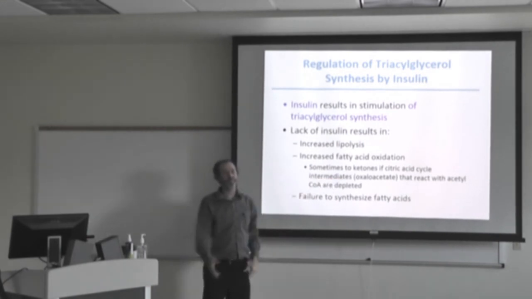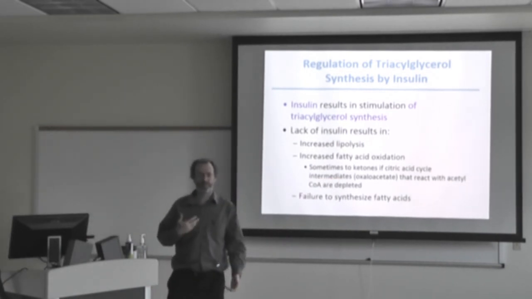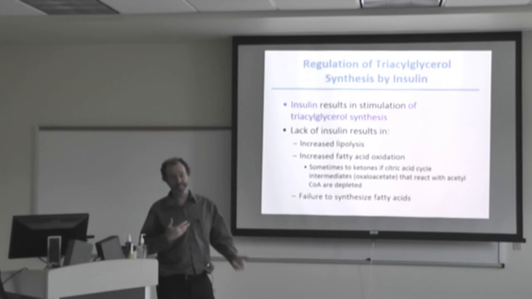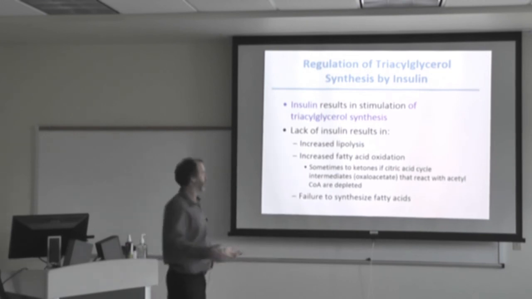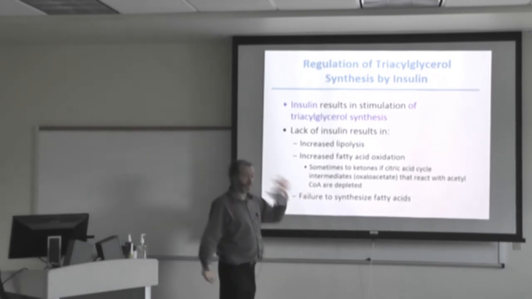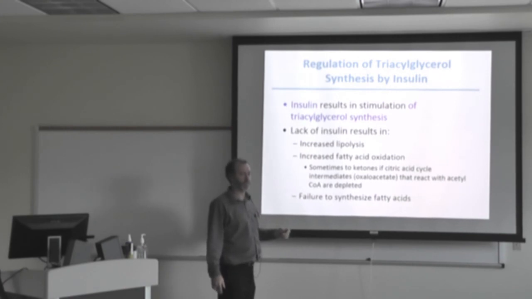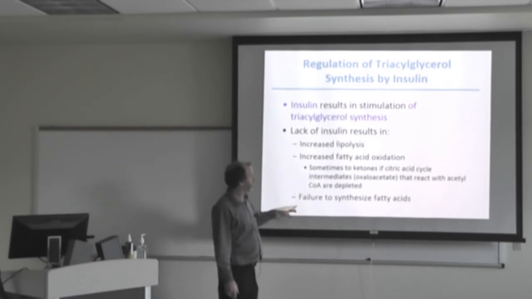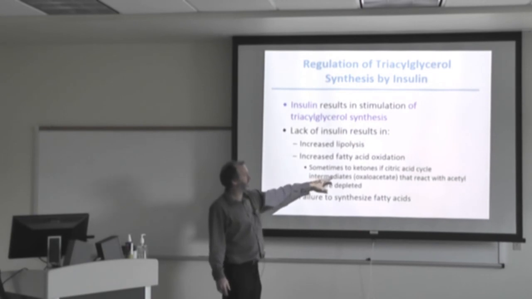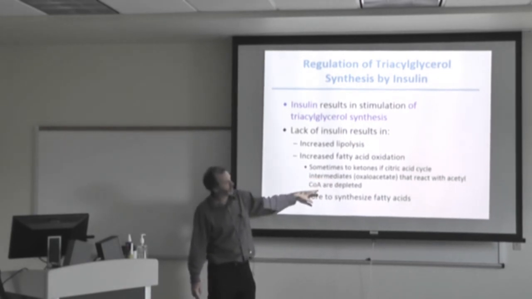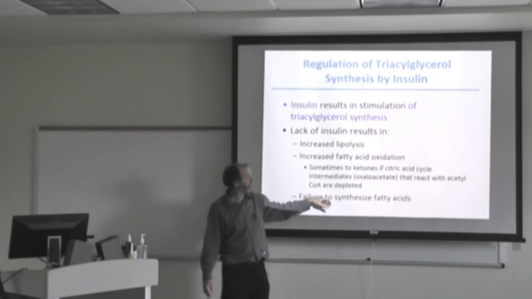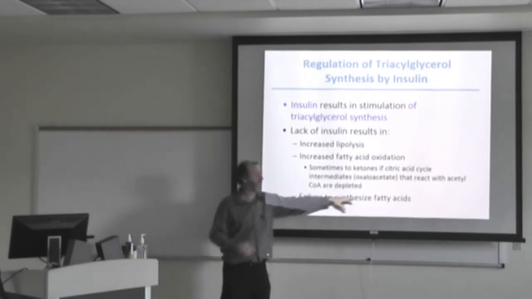If you don't have insulin, you're not going to be able to take up sugar. Cells need energy, so as an alternative to sugar, they burn fat in the form of ketones. So that's where you get the diabetic ketoacidosis, right? You've heard of that? Sometimes the citric acid cycle intermediates are depleted, as they react with acetyl-CoA. Failure to synthesize fatty acids.